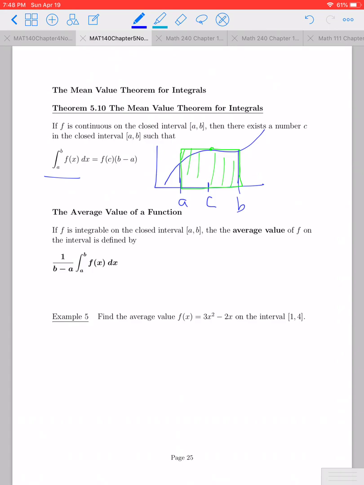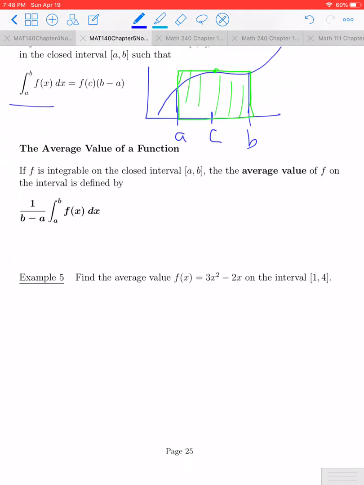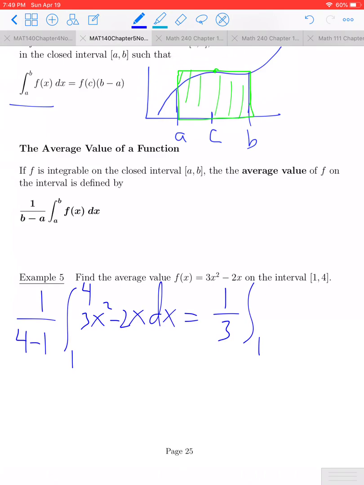Let's find the average value of the function f of x equals 3x squared minus 2x on the interval 1 to 4. So the roles of a and b are being played by 1 and 4. This should be 1 divided by b minus a times the integral from 1 to 4 of 3x squared minus 2x dx. 4 minus 1 gives us 3, so it's going to be 1/3 times the definite integral from 1 to 4 of 3x squared minus 2x dx.